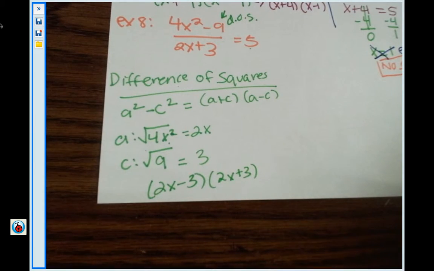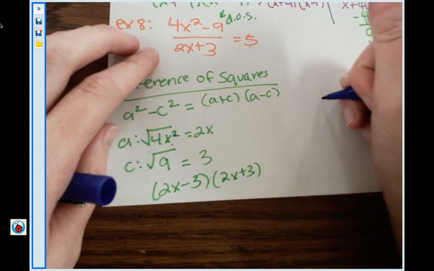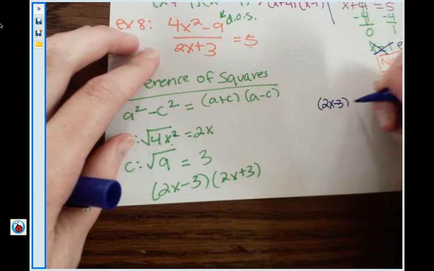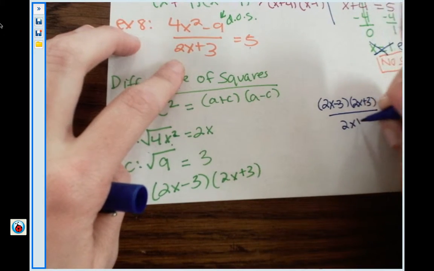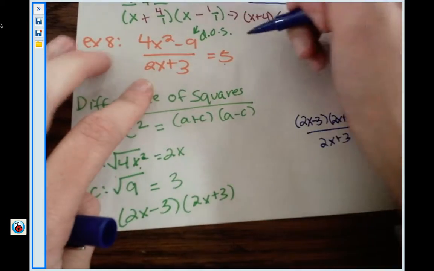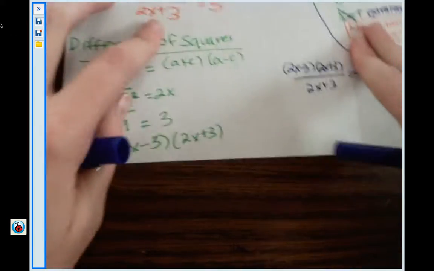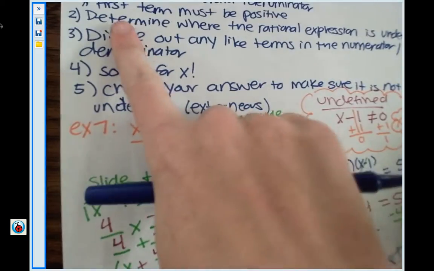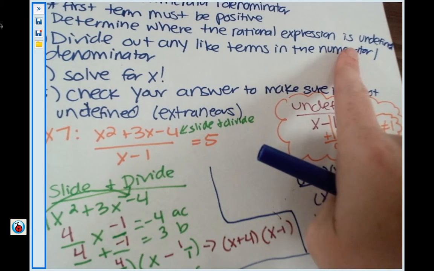So we have factored the numerator, which I'm going to write down here. So my numerator is now going to be (2x minus 3) times (2x plus 3) over 2x plus 3 equals 5. Okay, now I know you guys are super excited to start factoring this. Ignore all this, you guys. That's the previous problem. But before we do that, we must determine where the rational expression is undefined.